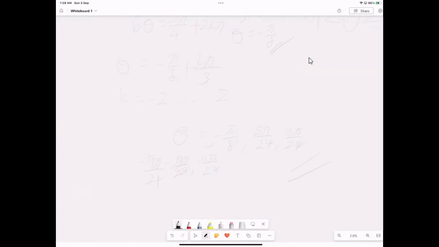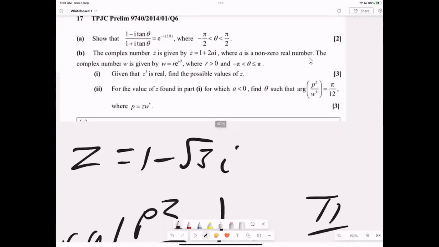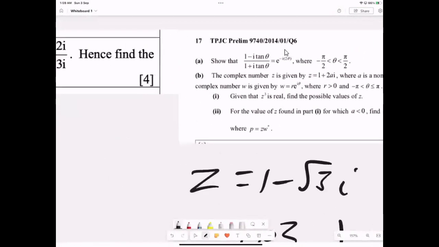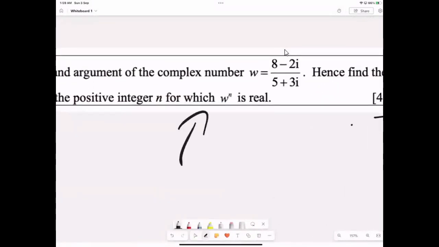Just now, the one where z to the power of 3 is real, why don't we need to scale? The other question, why we don't need to scale? No, because for this question it's not about scaling. There's no scaling here. We just add the 2k pi, which is actually a form of scaling. But this one we don't need to scale because we are just finding the value of n such that the argument of w is real.